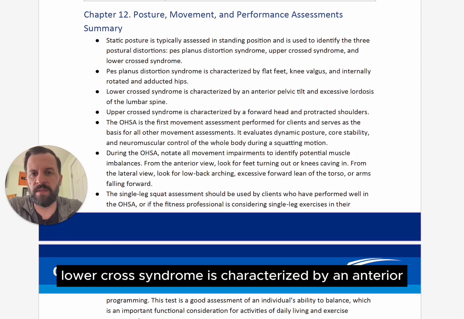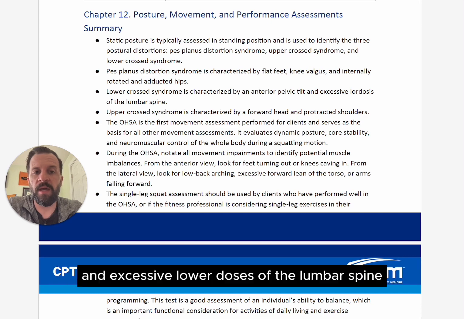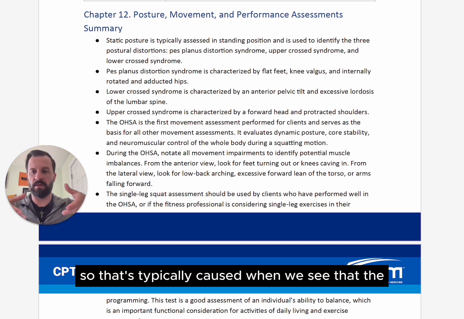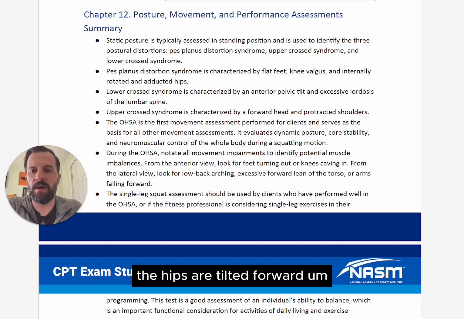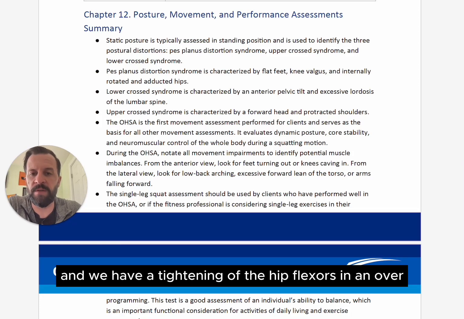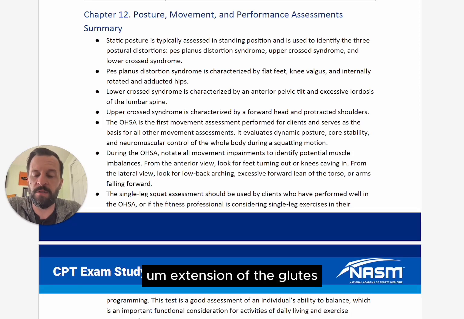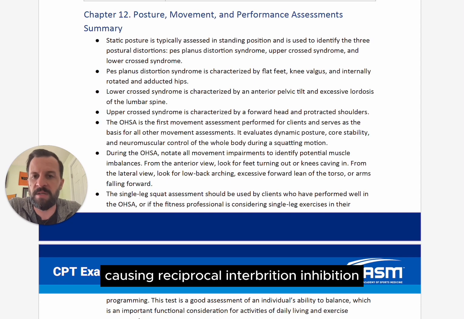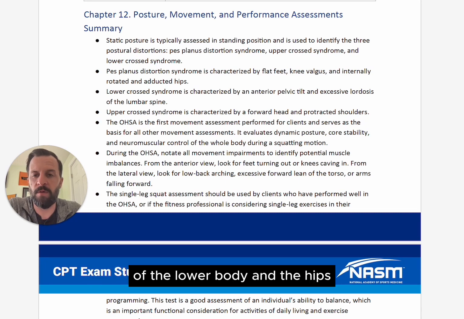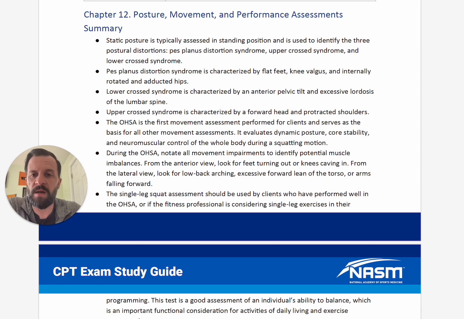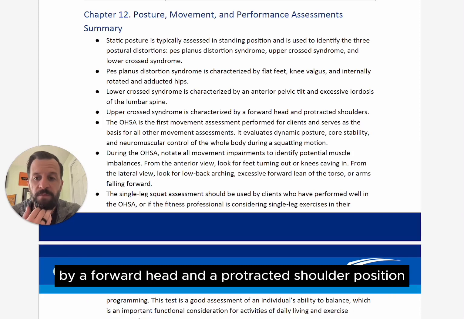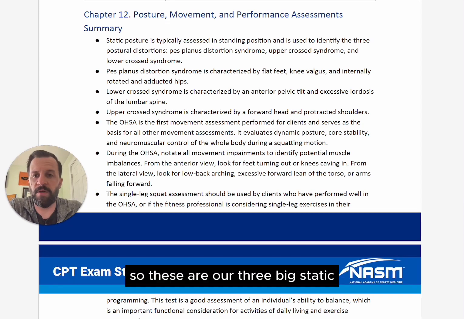Lower cross syndrome is characterized by an anterior pelvic tilt and excessive lordosis of the lumbar spine. So that's typically caused when we see that the hips are tilted forward, and we have a tightening of the hip flexors and an over extension of the glutes, causing reciprocal inhibition. This is a common pattern, obviously, of the lower body and the hips. Upper cross syndrome is characterized by a forward head and a protracted shoulder position. So these are our three big static postural distortions that we see.